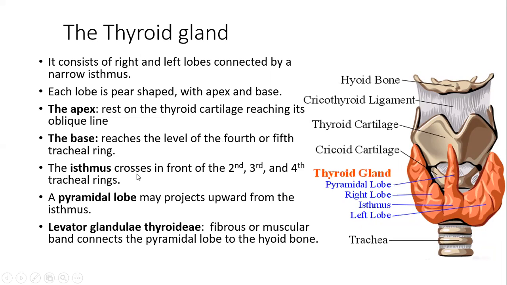The isthmus crosses in front of the second, third, and fourth tracheal rings. And if you see here, the isthmus is slightly higher up, and this will cross at the level of the second, third, and fourth tracheal rings.